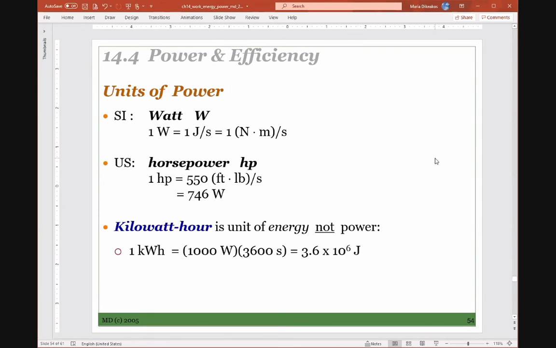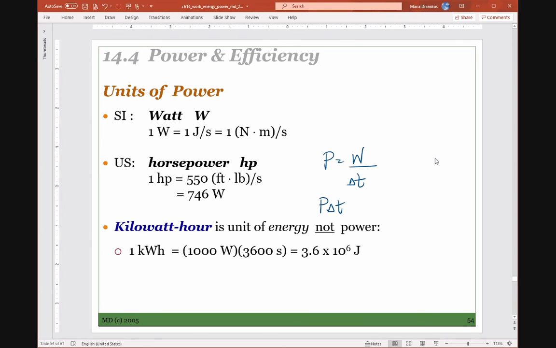Now, units of power are the watt. 1 watt is 1 joule per second. A common non-SI unit, the US unit of horsepower, 1 horsepower is 746 watts or 550 foot-pounds per second. A kilowatt hour, which is what Hydro-Quebec charges you for, is not a unit of power. It's actually a unit of energy. So Hydro-Quebec actually charges you for how much energy you use, not how much power you use. And so your kilowatt hour is energy, because we said power is work over time.